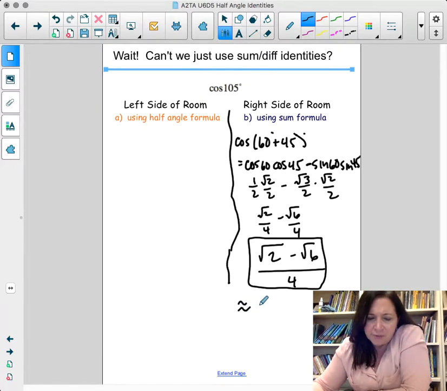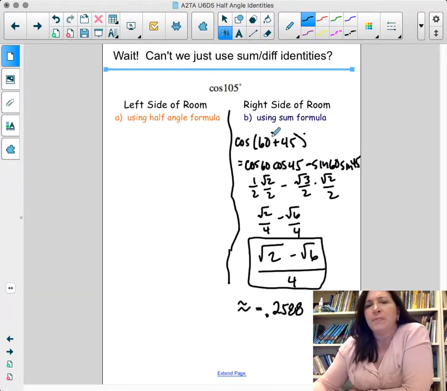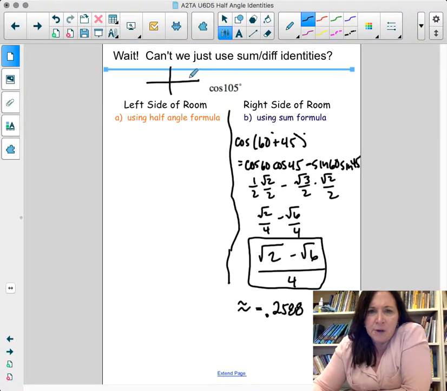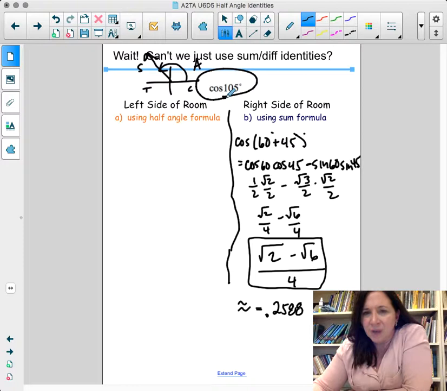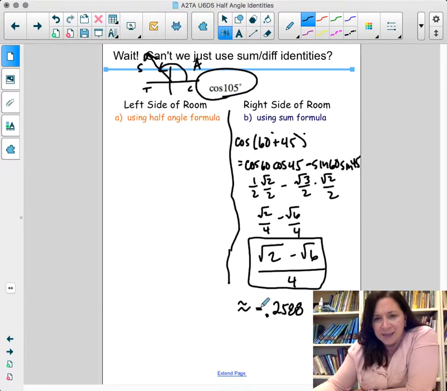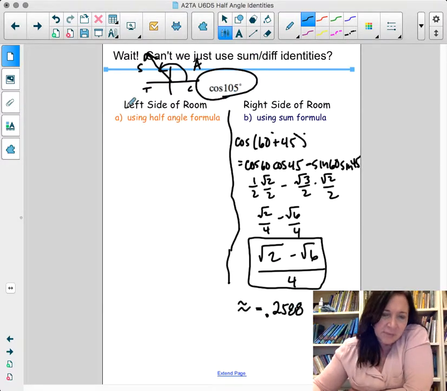That is approximately going to be negative 0.2588. Okay, now let's try to remember where 105 degrees is. 105 degrees is in this quadrant here. So what's happening here at 105 degrees is, remember, all students take calculus. Sine is positive in this quadrant, which means cosine is not. So, as I got a negative value, that just verifies it.